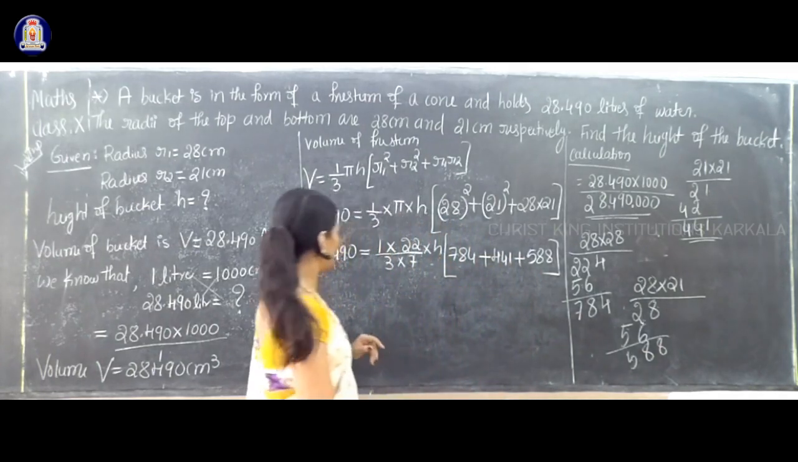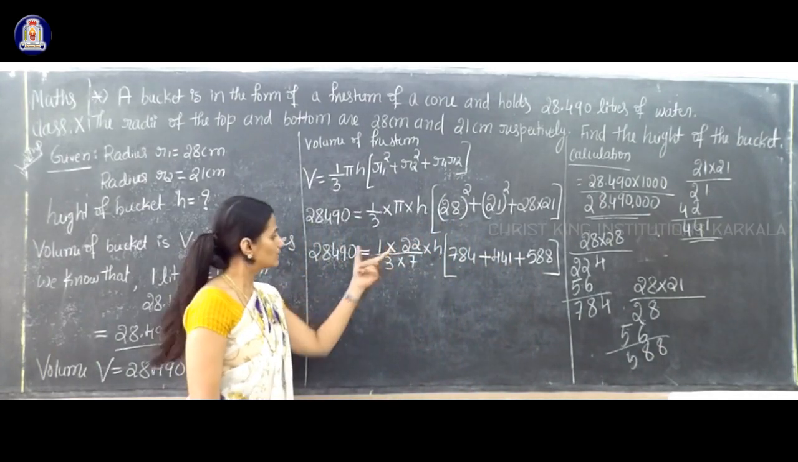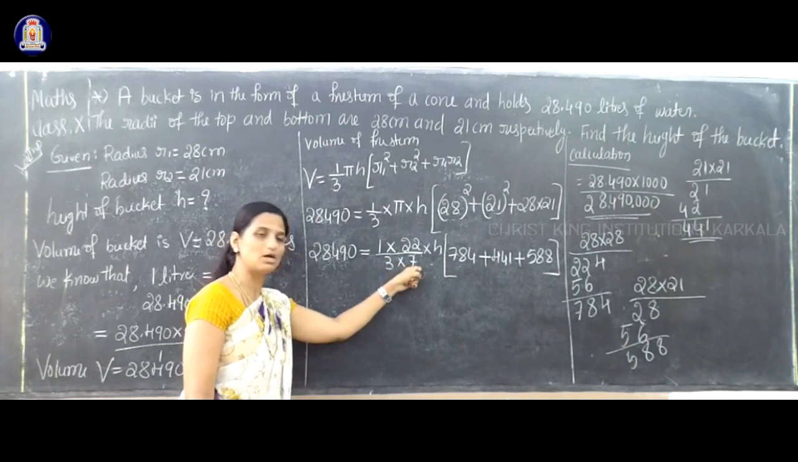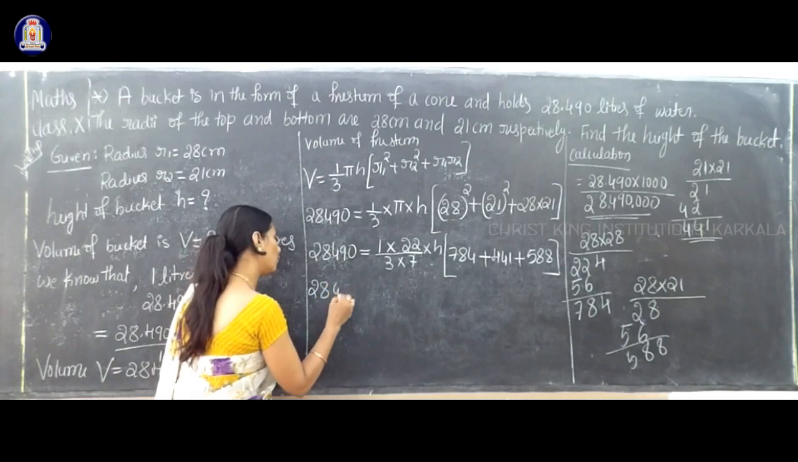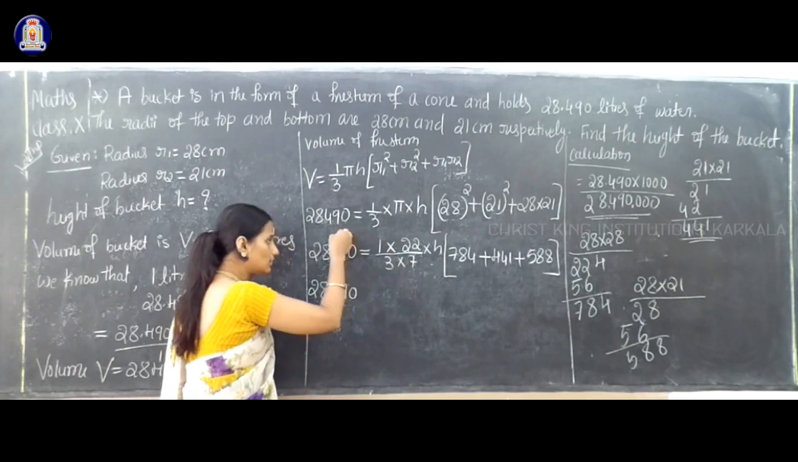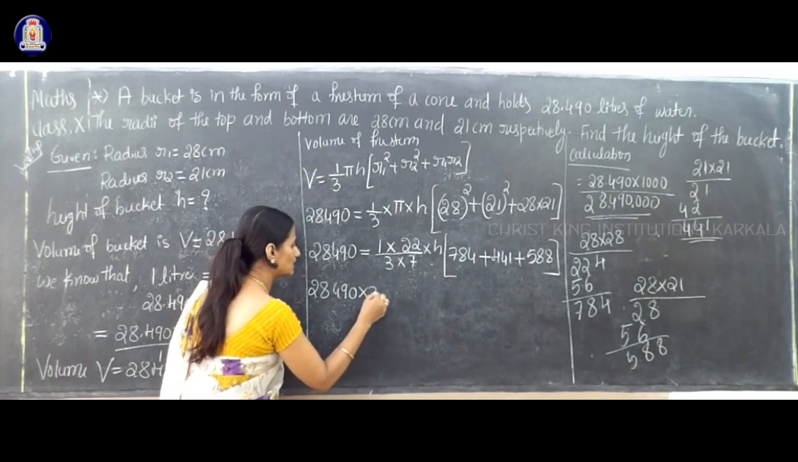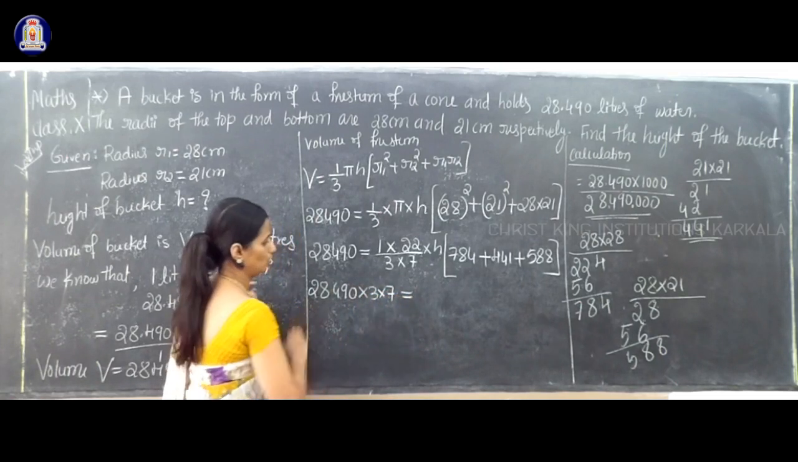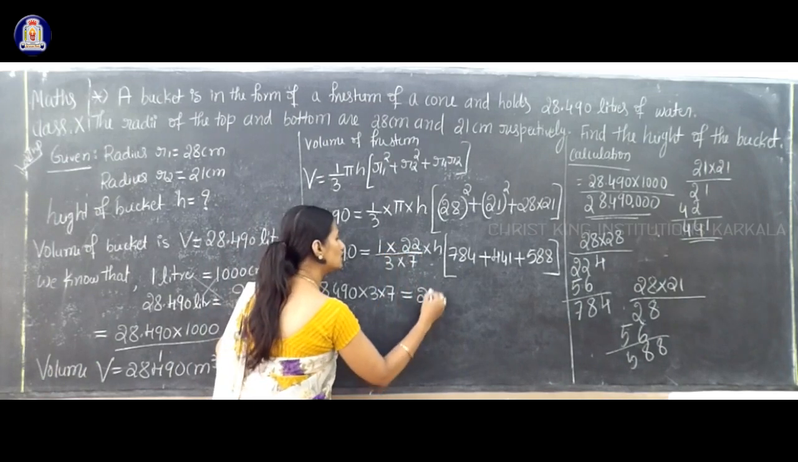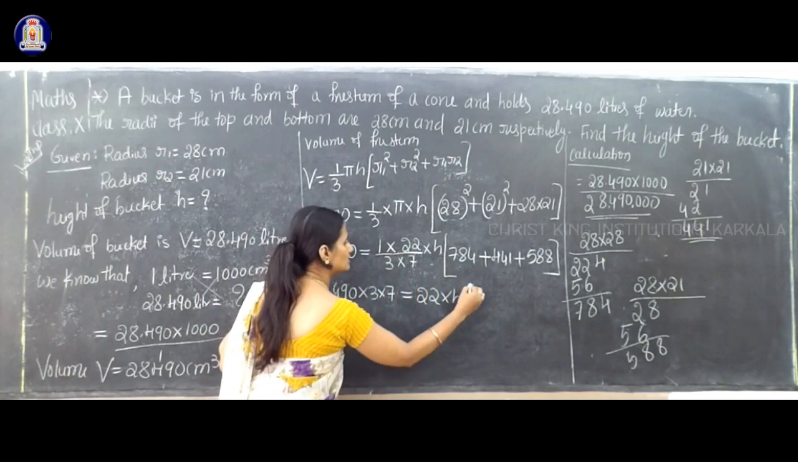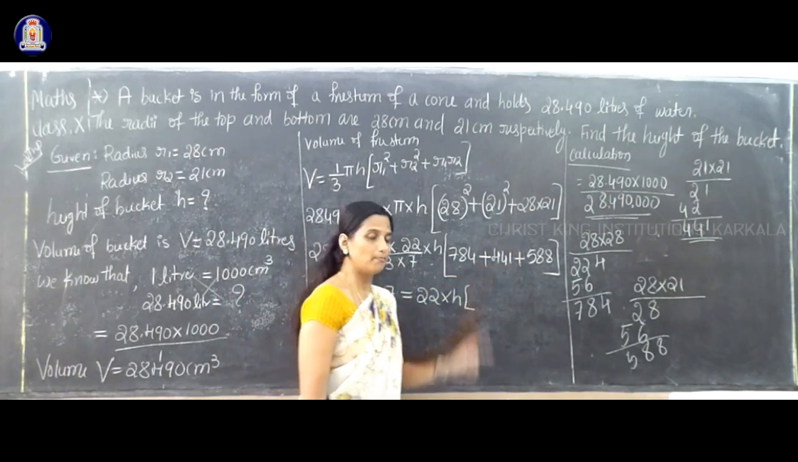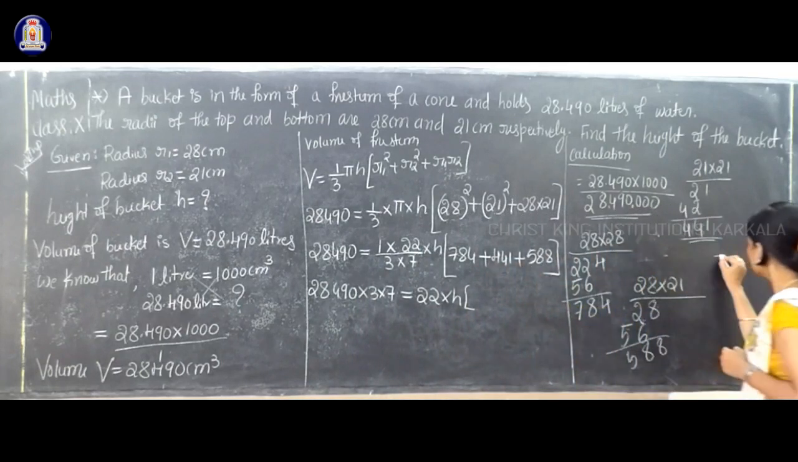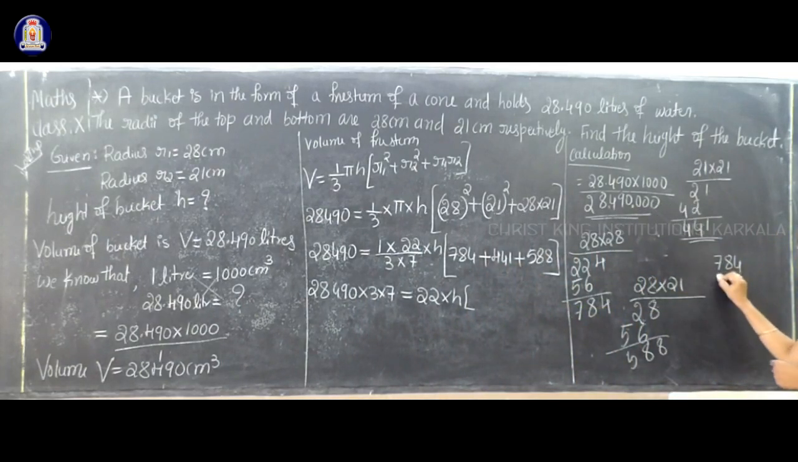Correct? Yes. Now I need h. Bring this 3 and 7. 3 7s are 21. So I bring the denominator to this side: 28,490, cross multiplication. Then 3 into 7 is equal to 22 into h times the bracket: 784 plus 441 plus 588.